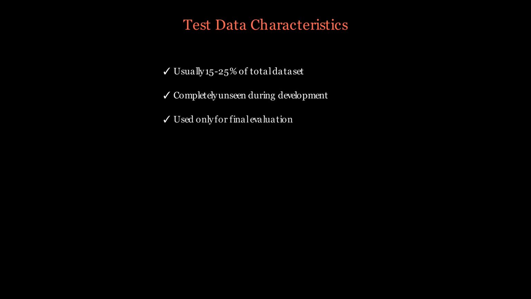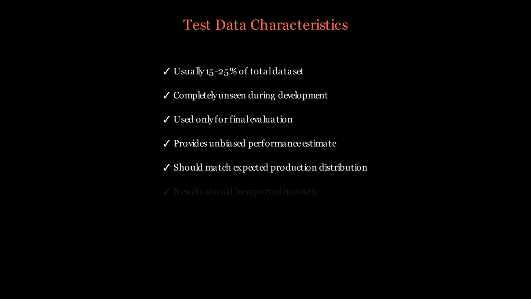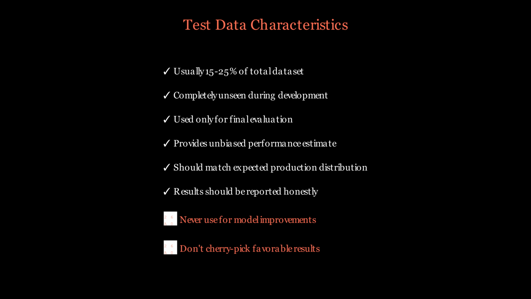Here are test data characteristics. It's typically 15 to 25% of your dataset and remains completely unseen during development. Use it only for final evaluation to get an unbiased performance estimate. It should match your expected production data distribution. Always report results honestly, even if disappointing. Crucially, never use test results to make model improvements. And don't cherry-pick favorable results. This defeats the purpose of unbiased evaluation.